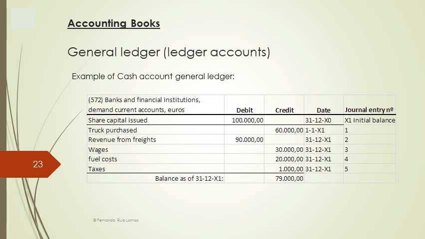The following movements are all outflows: wages, fuel, and taxes paid. We respectively write down credits for 30,000, 20,000, and 1,000 euro. At the end of period, the outcome is a final balance of 79,000 euro, which is the figure disclosed in the balance sheet as of the 31st of December, year 1.